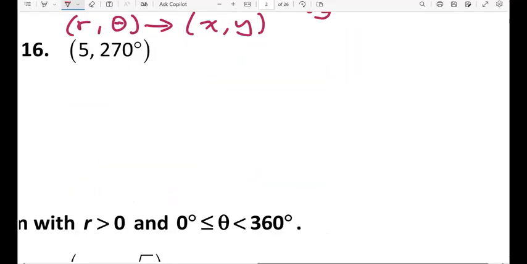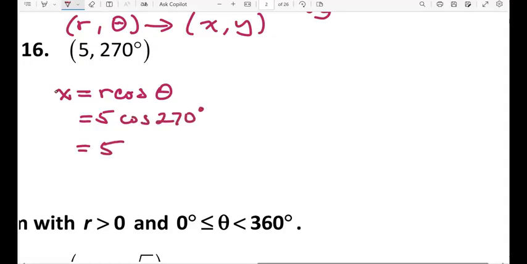In number 16, we have an ordered pair in the form r comma theta. Convert to x comma y. So x is equal to r times the cosine of theta, which is 5 times the cosine of 270 degrees. And the cosine of 270 is 0. So 5 times 0 is 0.